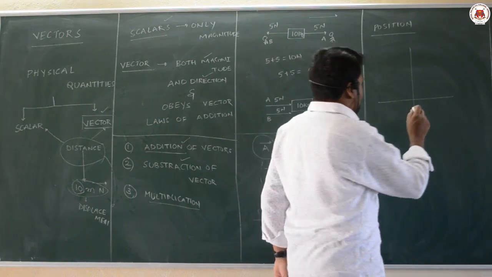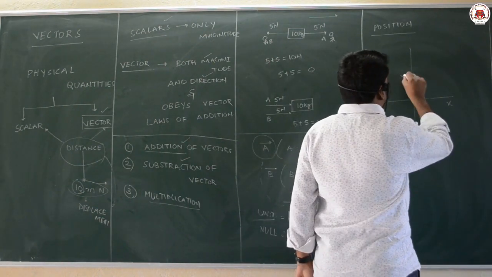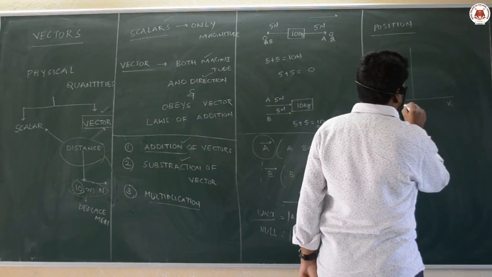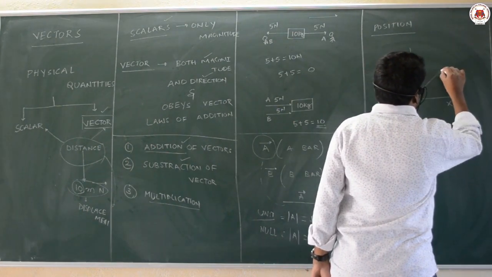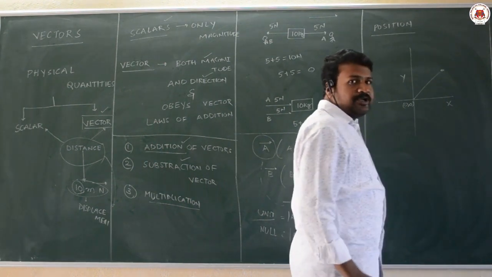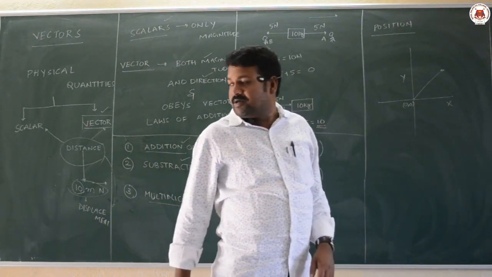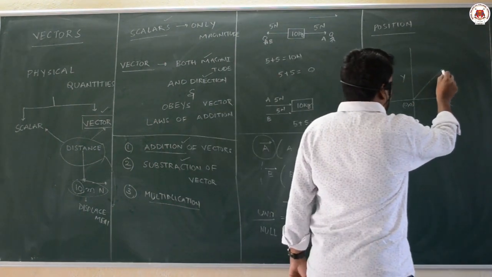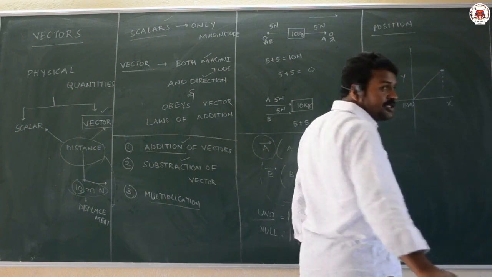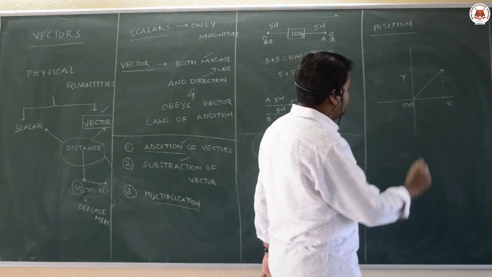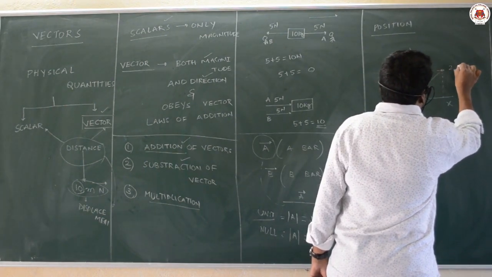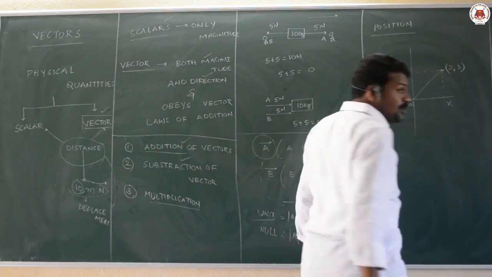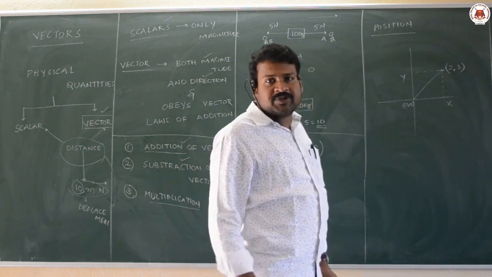Suppose a vector is present in the xy plane. A person walks from the origin and reaches here. How can you represent its coordinates? We see its distance from the x axis, which we take as the y coordinate, and its distance from the y axis, which we take as the x coordinate. Let us assume it is 2, 3. Its position is 2, 3. That is called a position vector.